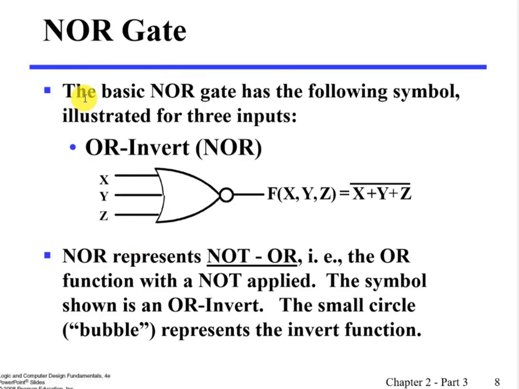Here we have another type of gate called the NOR gate. The NOR gate is also called OR-invert and has the following symbol, as illustrated here with three inputs X, Y, Z. NOR is short for OR-invert: as we can see, OR of X, Y, Z, and then invert. NOR also represents NOT OR. Again, this circle, or bubble, represents the invert operation.